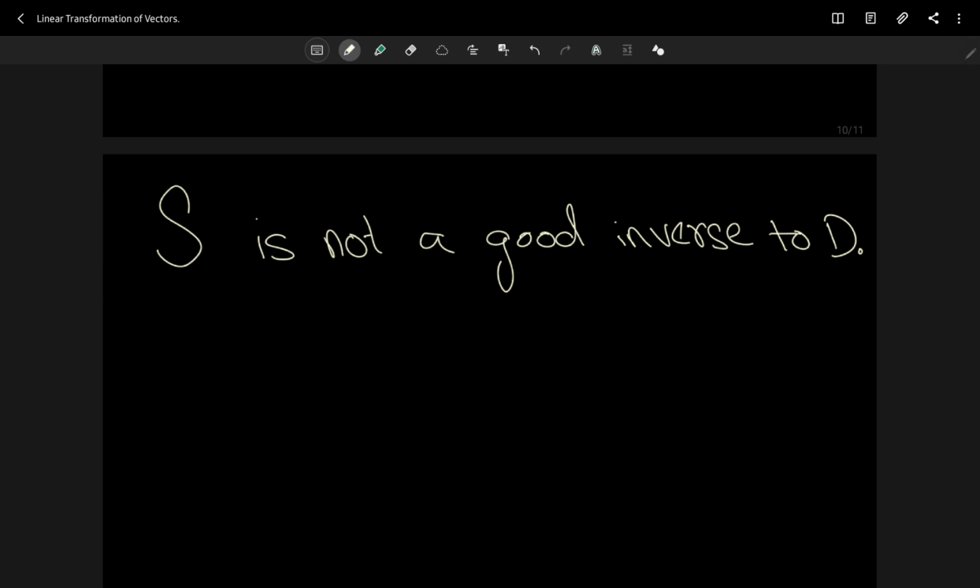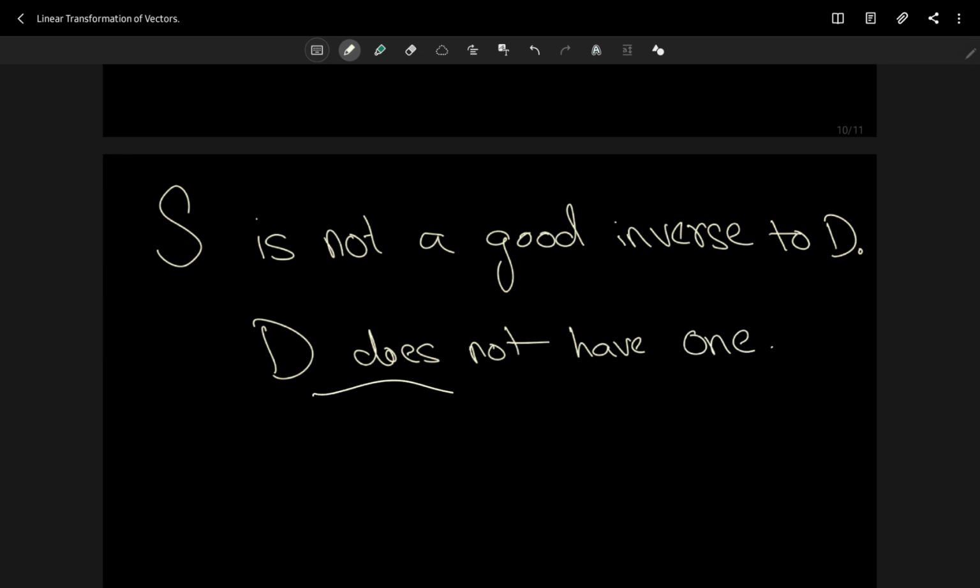And that is simply because D, or this differentiation, does not have an inverse. Actually, let me write inverse. That's what I was trying to get at. So again, you might have thought that the inverse of the derivative would then just be integration, right? But that's not true. It's not a good inverse.